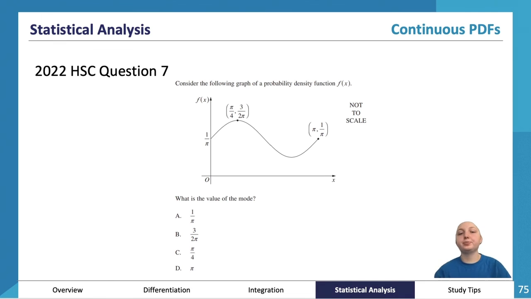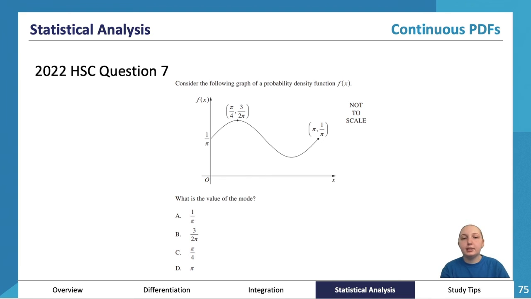Okay, so this again from 2022 HSC, multiple choice question. Consider the following graph of the PDF f of x. What is the value of the mode? First thing to consider with this question, probability density functions means that on our y-axis is the probability that something happens, and then this is the outcome on the x-axis.